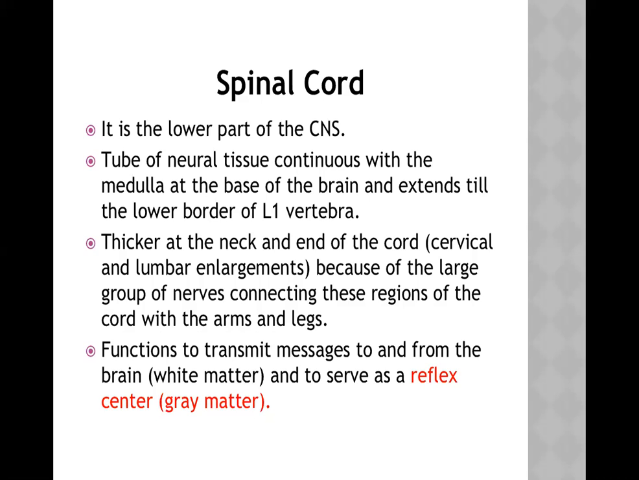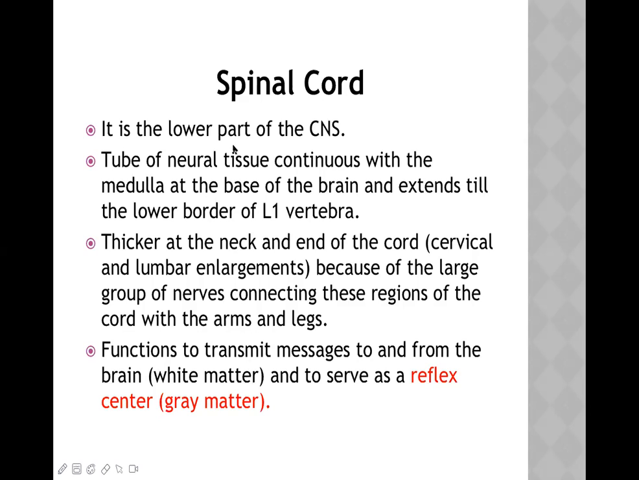Try to find out the L3 and L4 junction by palpating the upper border of iliac crest, and then do it there. Do not go very high, especially in children. You may damage the spinal cord if you go higher. Very important anatomy.